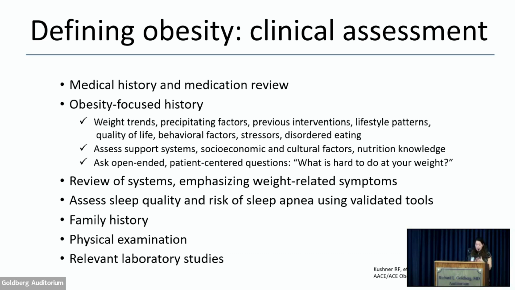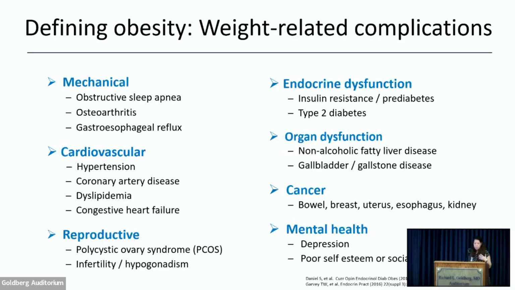And then you want to ask open-ended questions in a non-judgmental way, things like, what is hard for you to do at your weight? Then take a weight-focused review of systems and screen for sleep apnea, which has a really high prevalence in individuals who are obese. Take a family history, do a physical, and then obtain any relevant lab studies. And then finally, you want to define obesity by assessing for weight-related complications, right? This can be anything from mechanical to cardiovascular complications, reproductive issues.